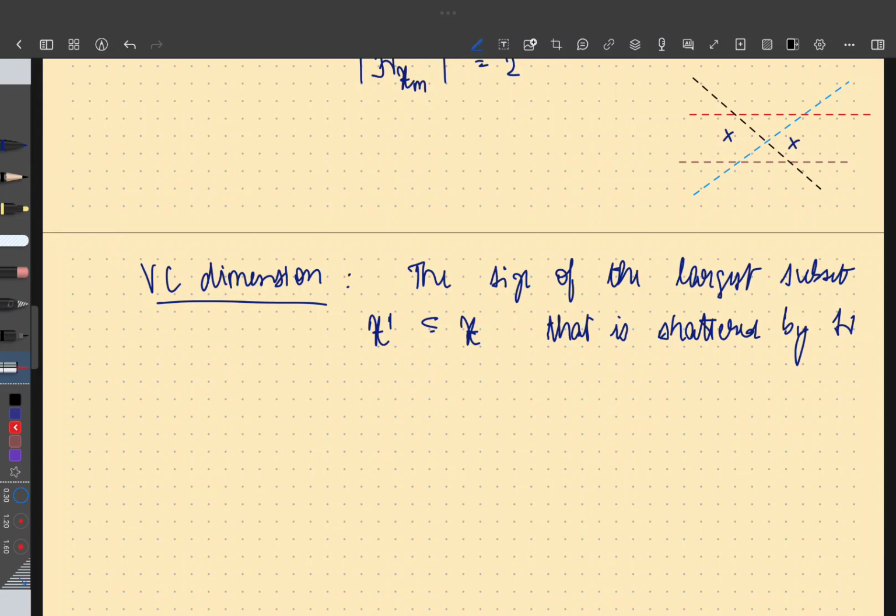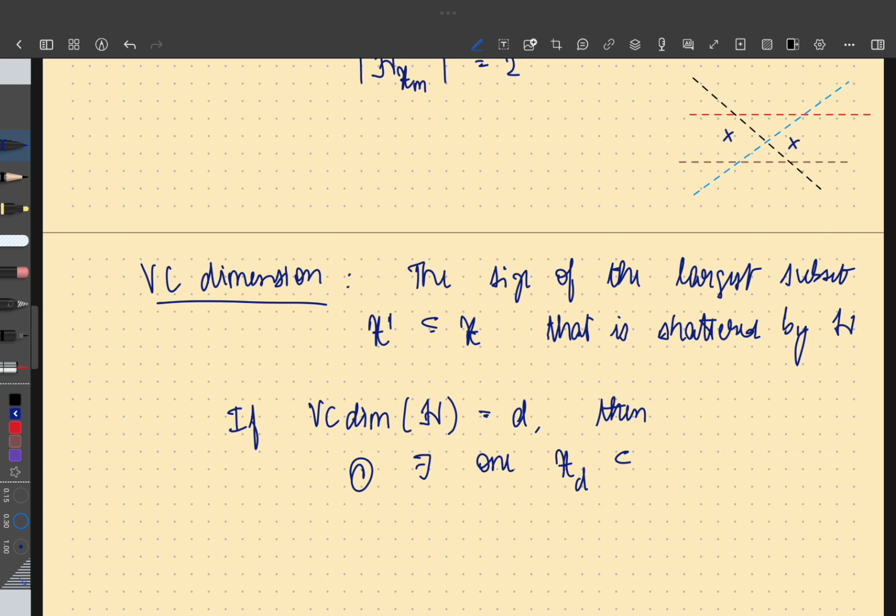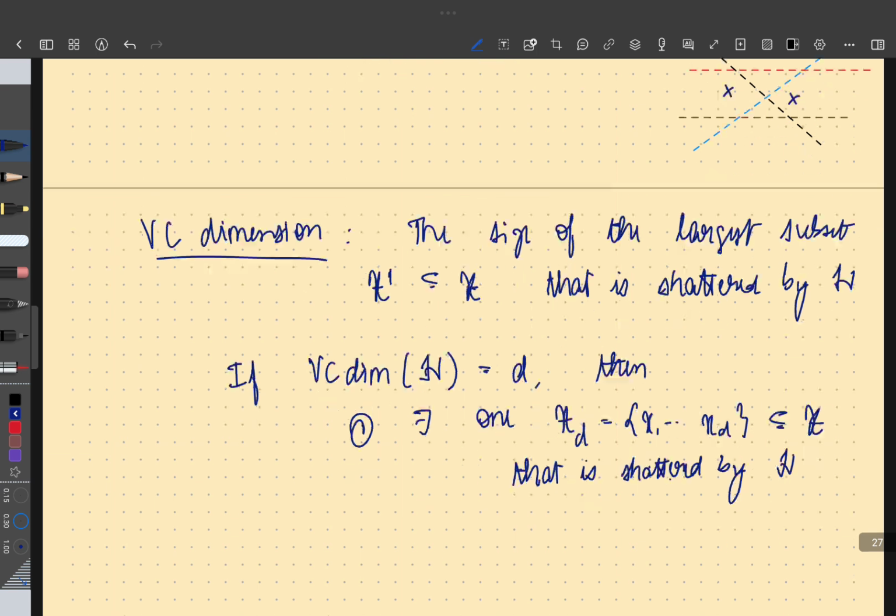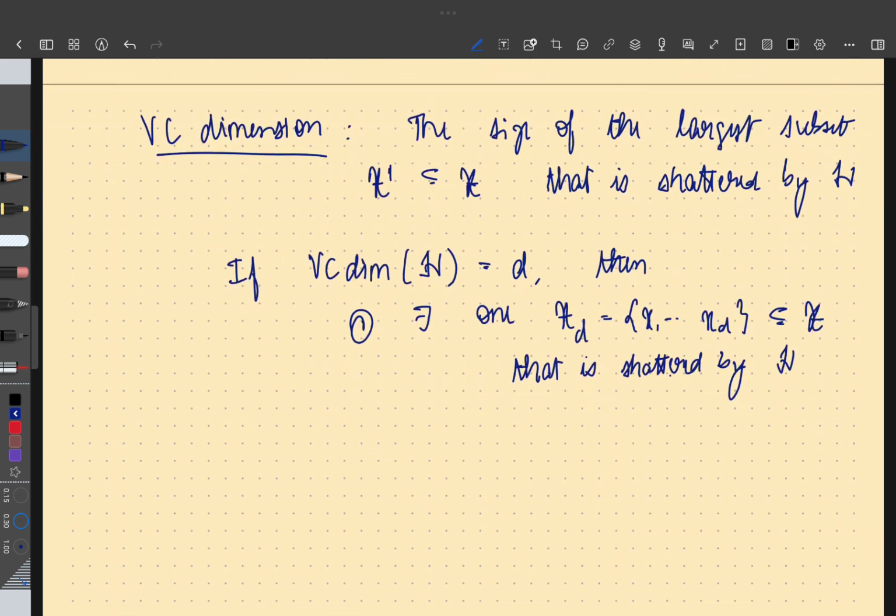fine. So the VC dimension is precisely the size of the largest subset that can be shattered by the hypothesis class H, which means that if the VC dimension of H is equal to D, then there should be at least one set X1 through XD, which is a subset of X, that is shattered by H. Basically, it is possible to generate all possible labelings of these D points using the functions in my hypothesis class.